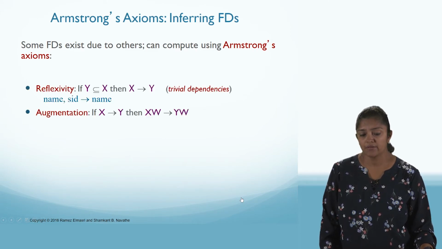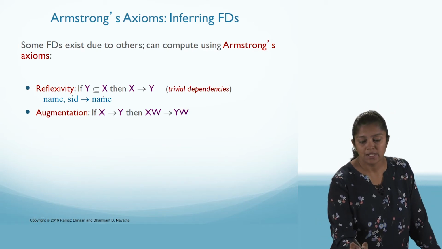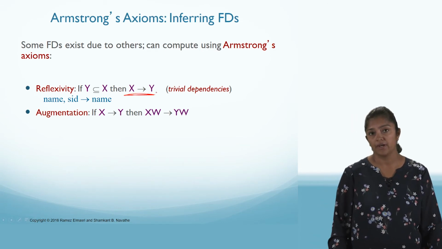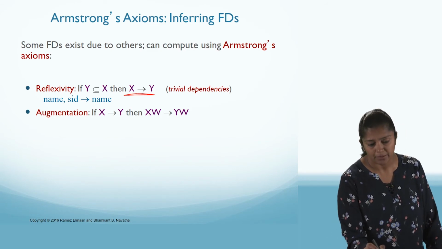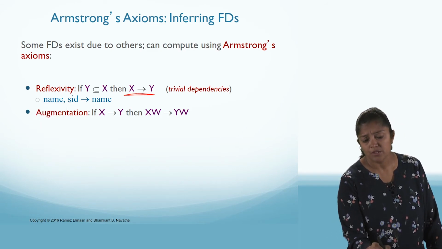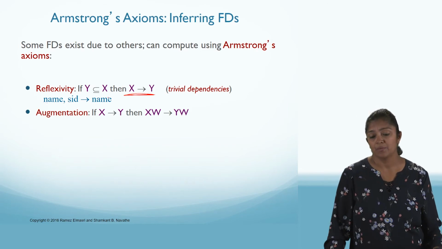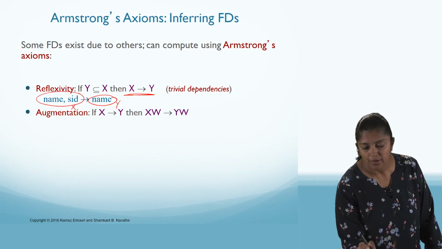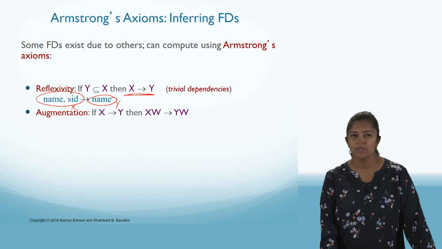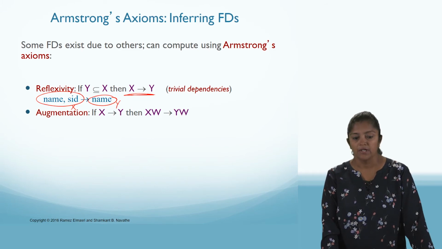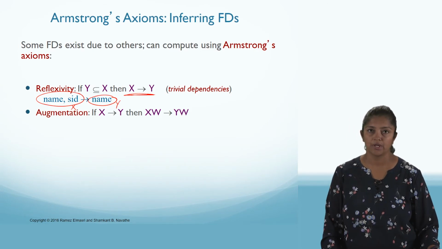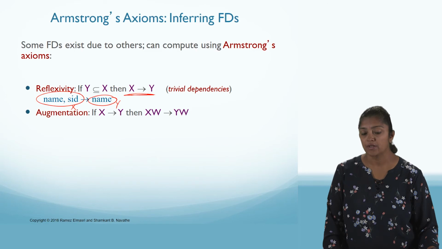So the first axiom is the reflexivity rule, wherein what it says is that if y is a subset of x, then x determines y. Now this is a trivial dependency. So an example of this would be name comma student ID determine name. Because here you see that name is the y and it is a subset of x, and so x determines y. So that's the trivial reflexivity rule that applies, and then the combination of all of these axioms together help infer new functional dependencies.